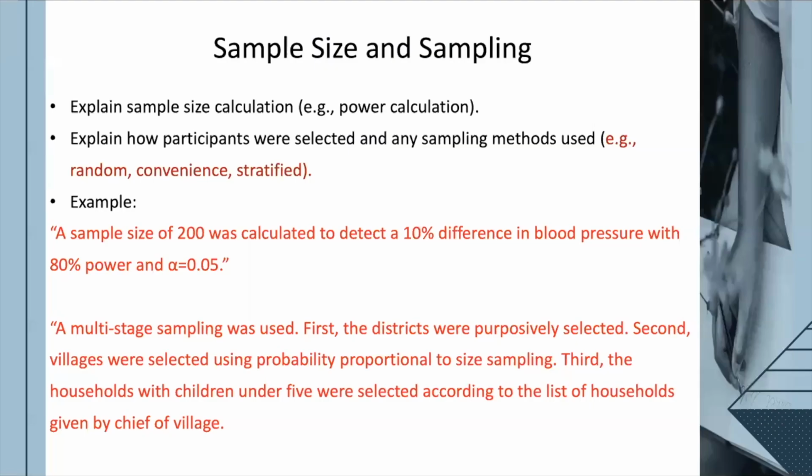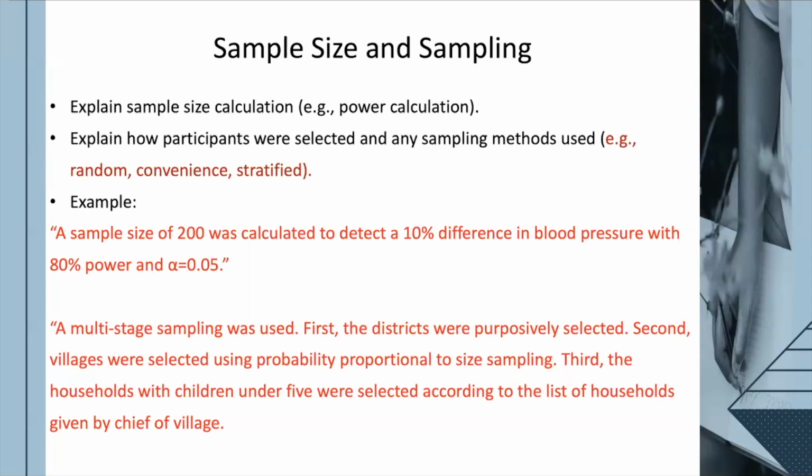Then, we move on to sample size and sampling. Calculating an appropriate sample size can feel daunting, but it's crucial for ensuring your findings are valid. Make sure to explain how you selected your participants and which sampling methods you used. This can really enhance the credibility of your research. For example, a sample size of 200 was calculated to detect a 10% difference in blood pressure with 80% power and alpha equals 0.05.